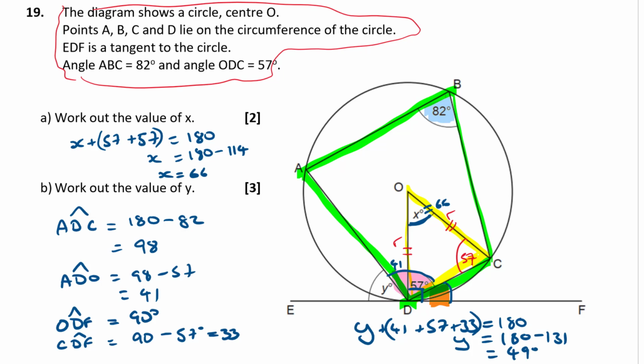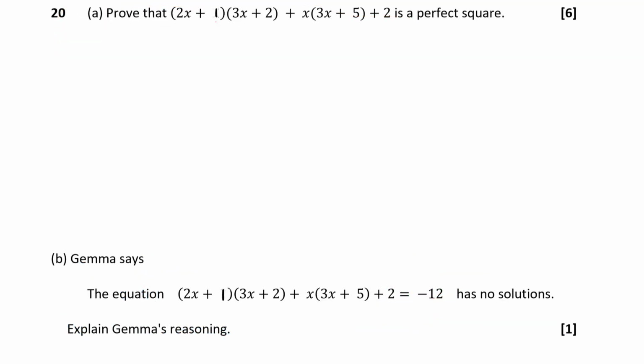Y is 49. Question 20, part A. Prove that (2x + 1)(3x + 2) + x(3x + 5) + 2 is a perfect square. Okay, now first off, what is a perfect square? A perfect square is just something that at the end of it we can write in brackets like that and square it. So if we can take what we've got here and rearrange it so it's like one bracket all squared, then we've got a perfect square. That's the plan.